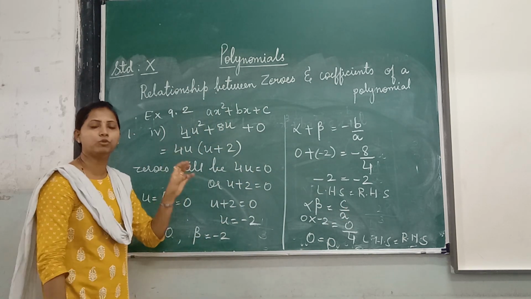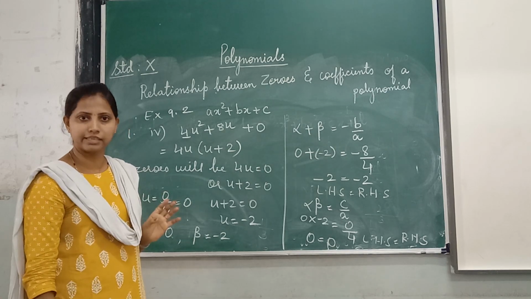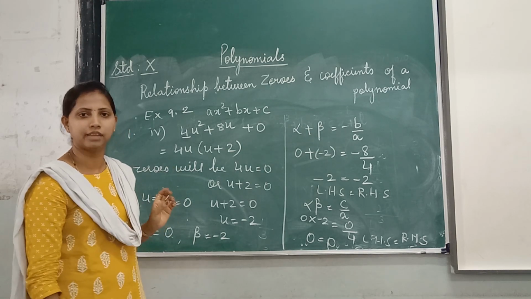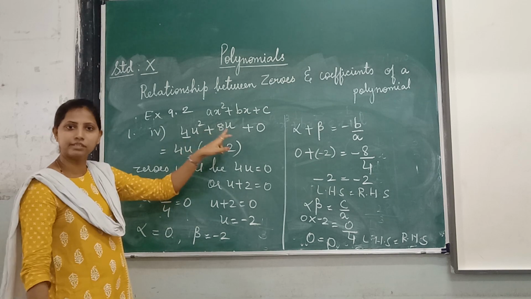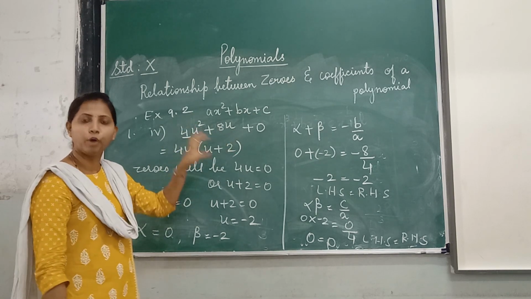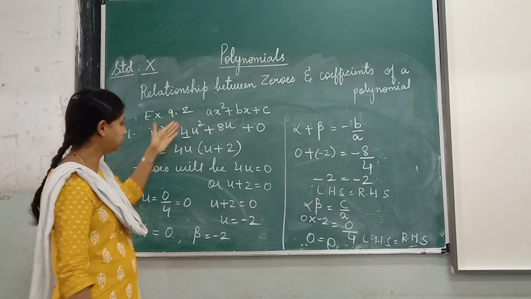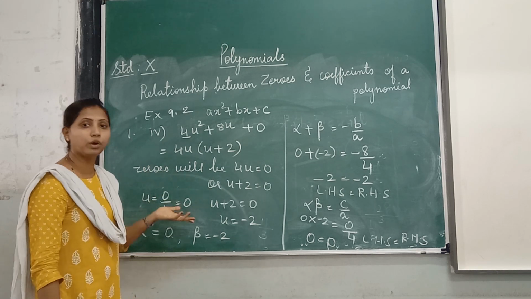So this is the way you have to solve the sums in the exercise, and even in the exams you will get this kind of sums. You have to firstly find the zeros of a particular polynomial. To find the zeros, you can use the different methods what you have learned for factorization.